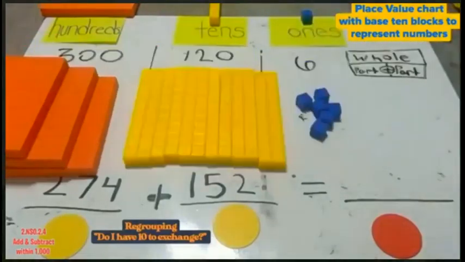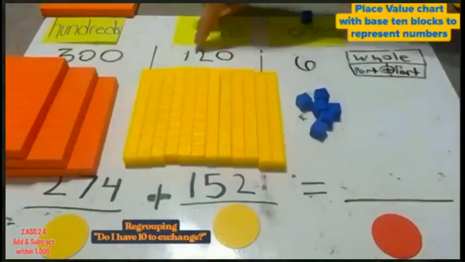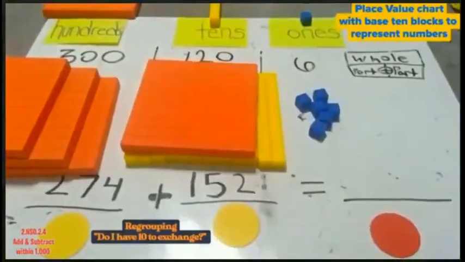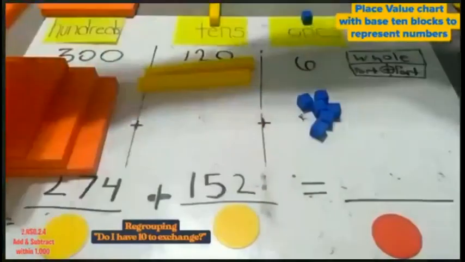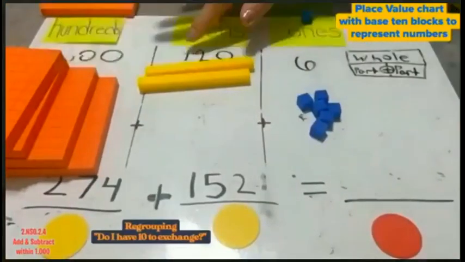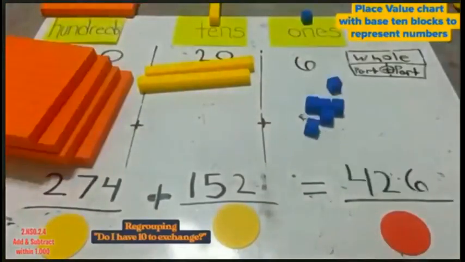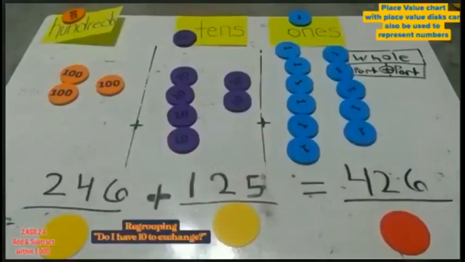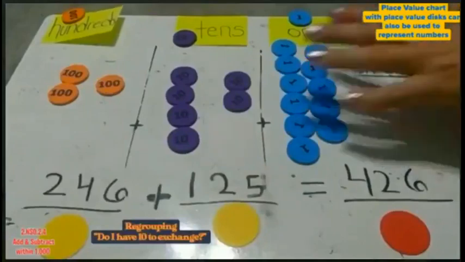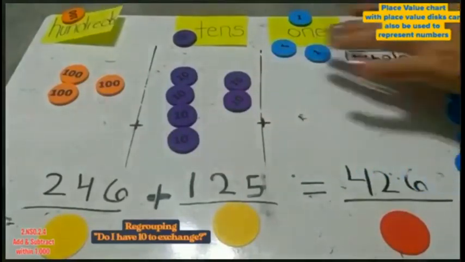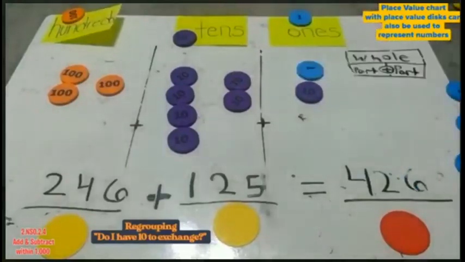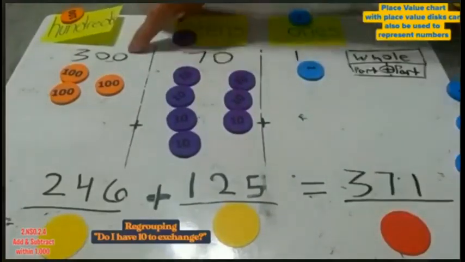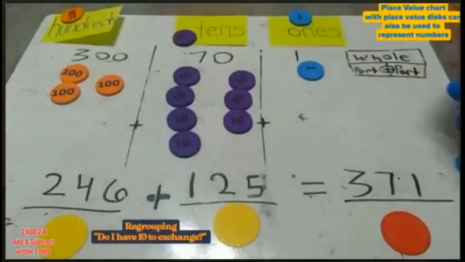The same can be said for regrouping when I have enough tens to regroup to the hundreds place. The use of place value discs would also help those next level students with the idea of regrouping on a smaller scale, keeping in mind that the place value helps with the digits in standard form.